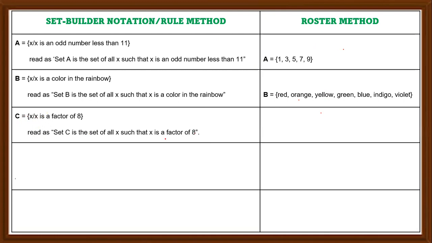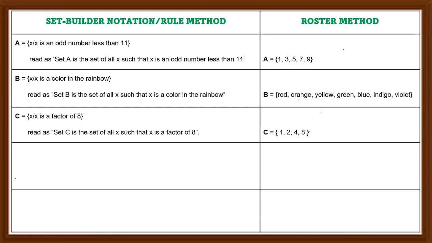Okay, ibig sabihin yan, yung tinutukoy po dito, ano ba yung mga numbers na pag minultiply ko, yung dalawang yung number, ang product po nila is 8. We call that factor. Diba? Naka-set builder notation siya. Ililista natin ngayon siya gamit yung roster method. So, these are the factors of 8.